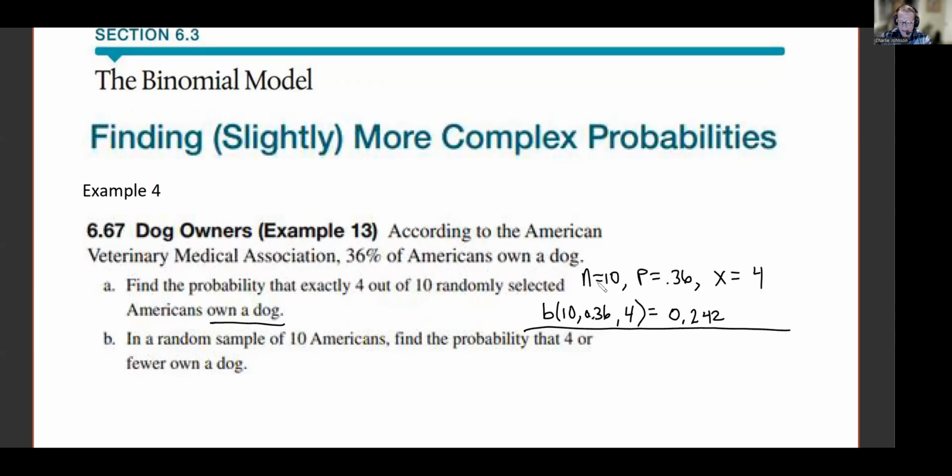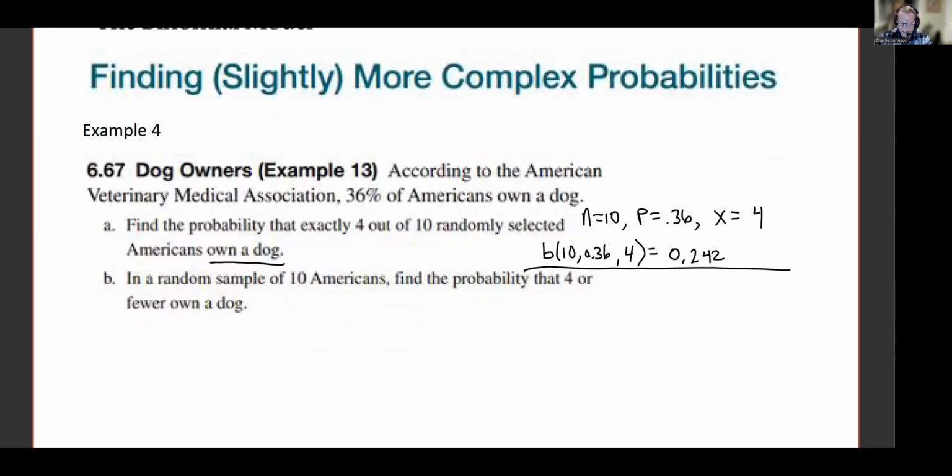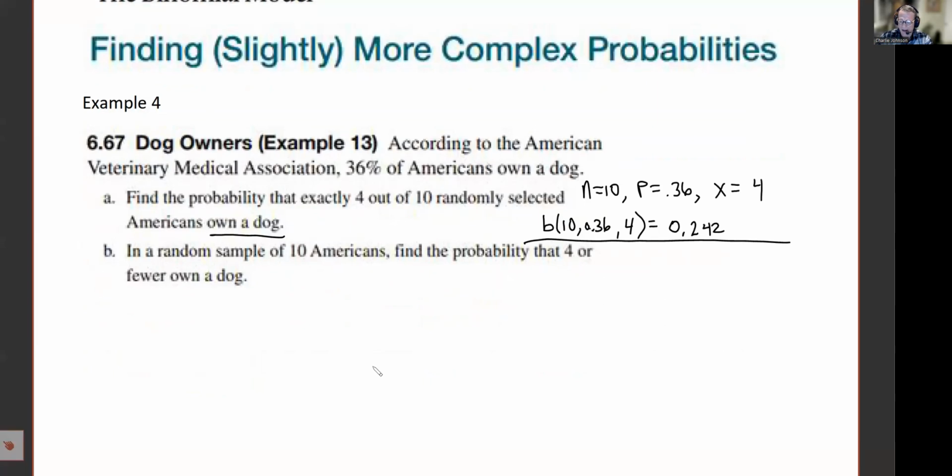Okay, now for something a little bit harder. This time in a random sample of 10 Americans, find the probability that 4 or fewer own a dog. Because these are independent, 4 or fewer is found by first finding the binomial probability that 4 of them own a dog. But then we also have to find the probability that 4 or fewer. And because it's or, we add all these independent events up.